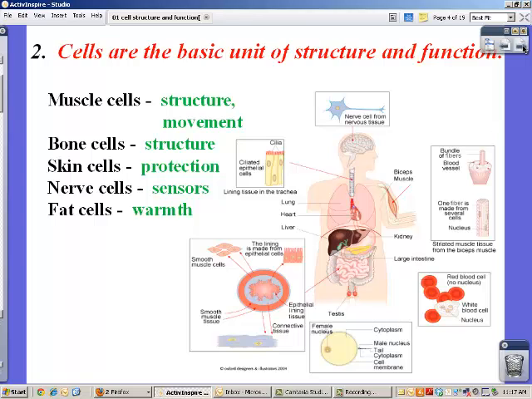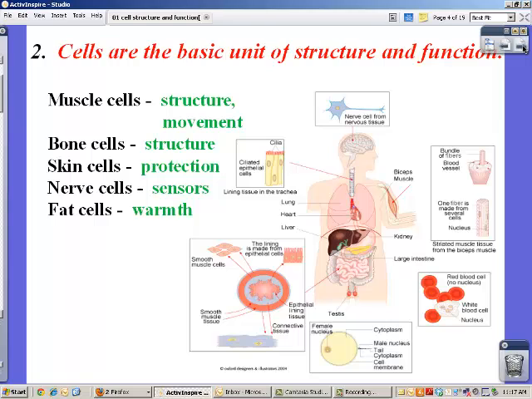So, the next part, cells are the basic unit of structure and function, and so I have a list of just some of the cells that we would find possibly within us. Being multicellular organisms, not all of our cells actually have the same structure or function, and it's very good that this is so, otherwise we would all be walking blobs, more or less, with really no defined features.